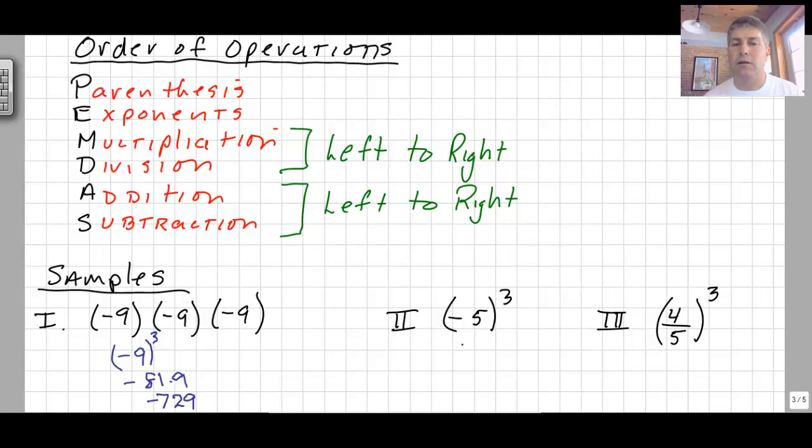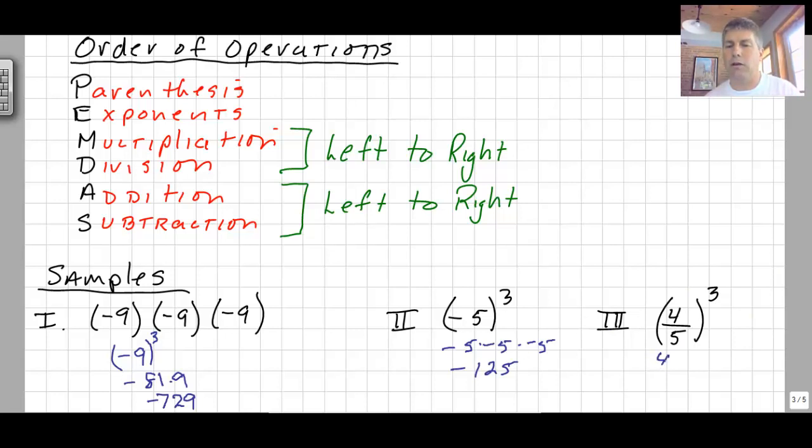Sample problem 2, negative 5 to the third. Again, we're taking 3 negative signs, so it's going to be negative. 5 times 5 is 25 times 5, so negative 5 times negative 5 times negative 5, okay, and that is going to be negative 125, okay.